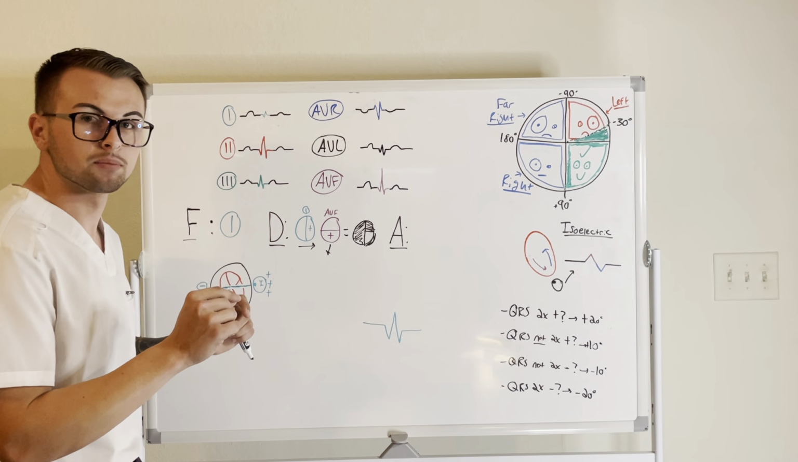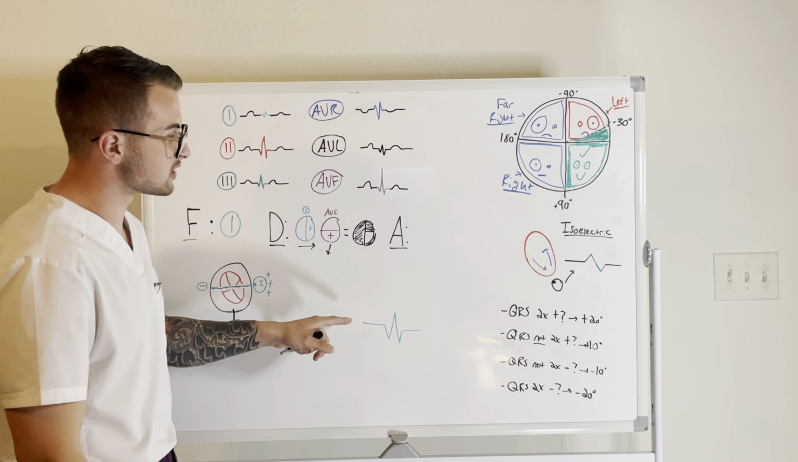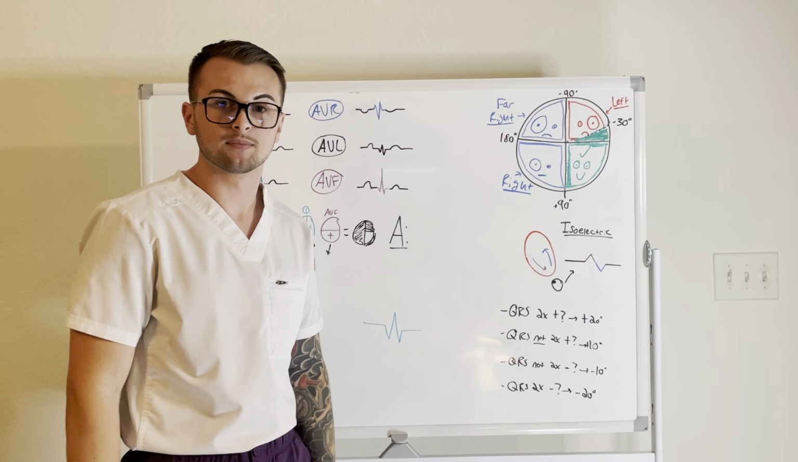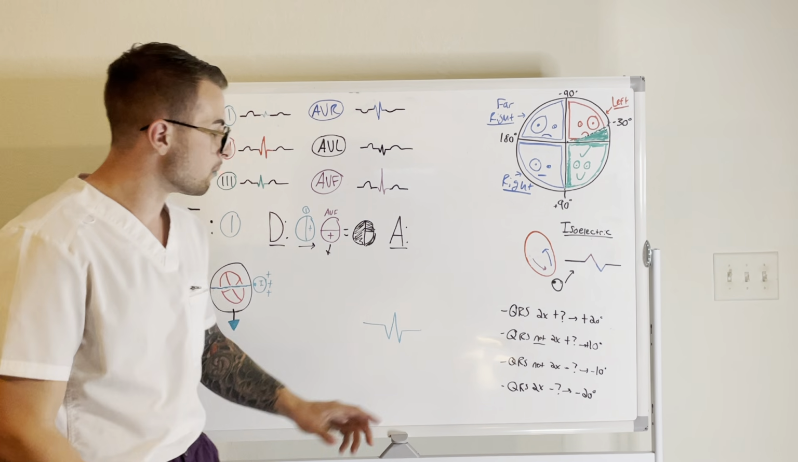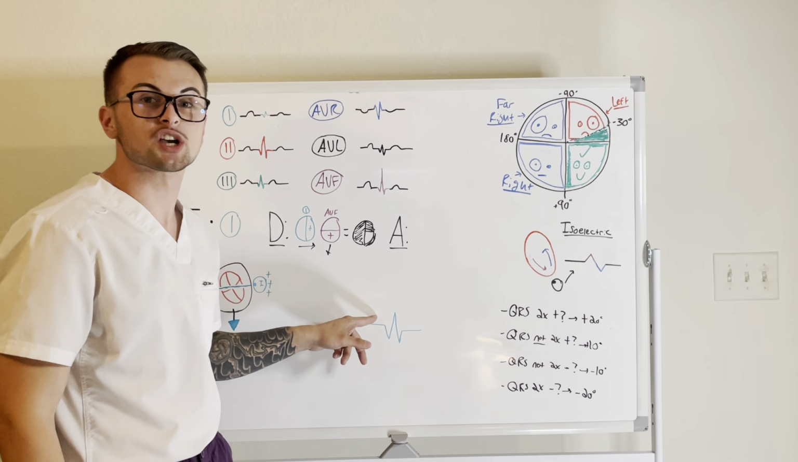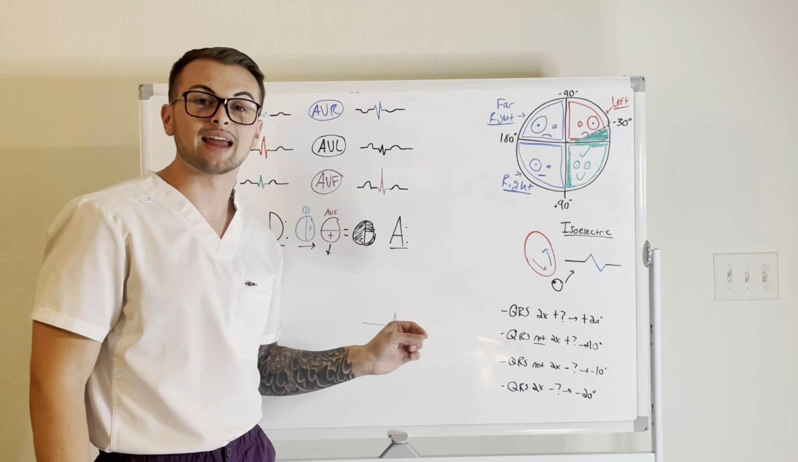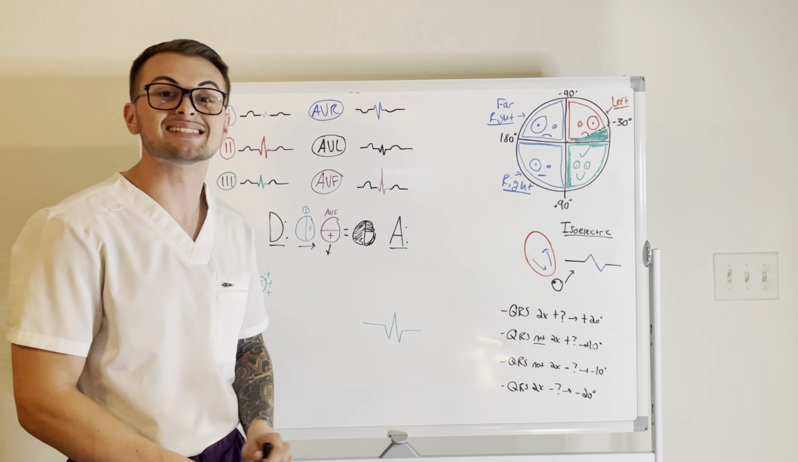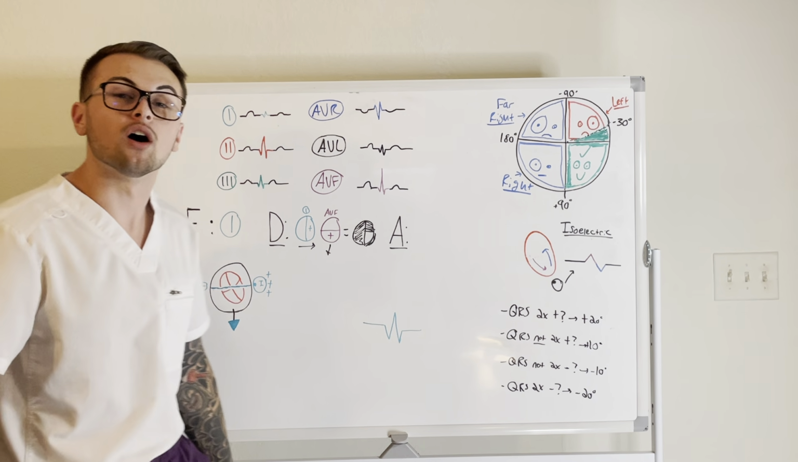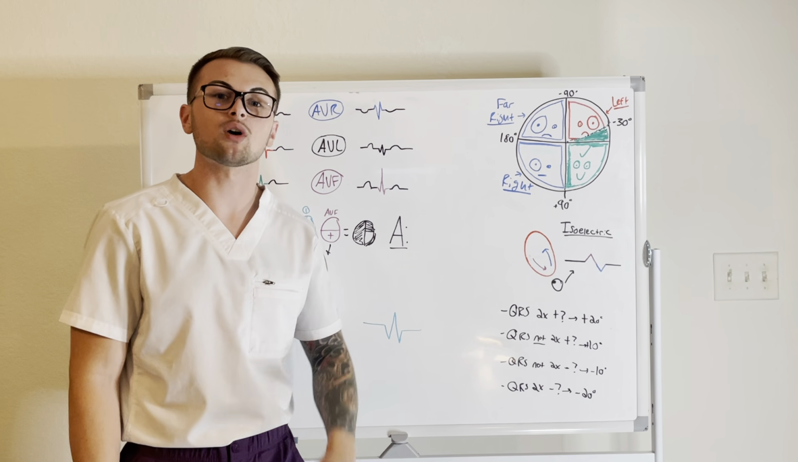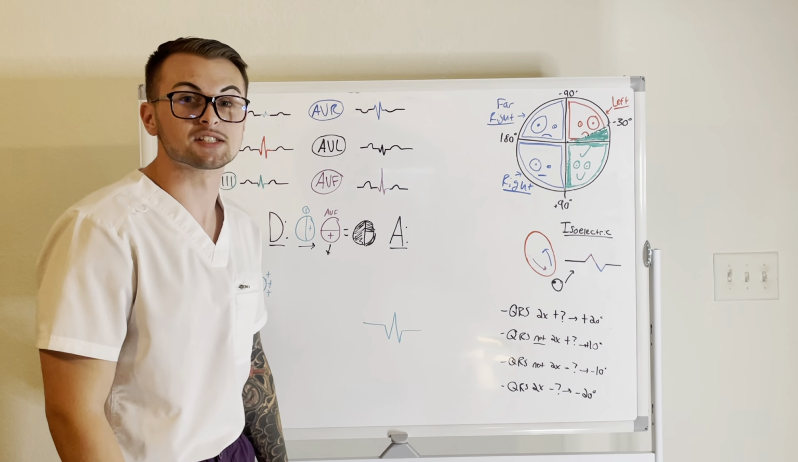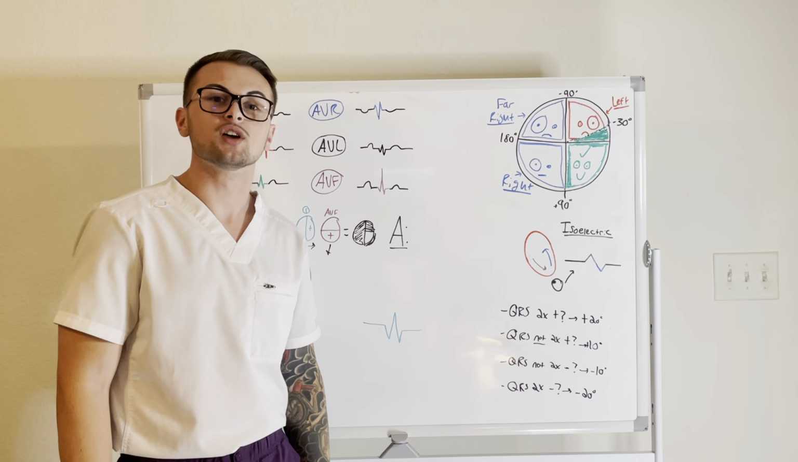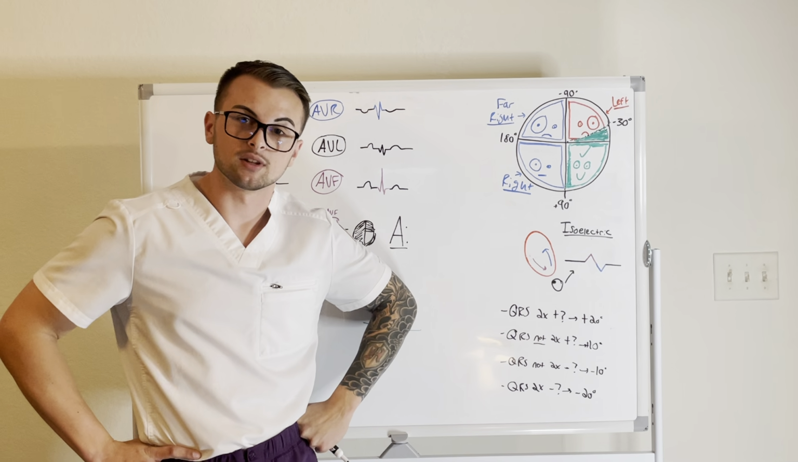If the QRS complex is twice as positive as it is negative, we add 20 degrees towards the positive end. Now, if the QRS is positive, but it's not twice as positive, then adjust by adding only 10 degrees. Now, if the QRS is negative, but not twice as negative, then adjust by adding 10 degrees toward the negative end of the isoelectric lead. And lastly, if the QRS is twice as negative as it is positive, it's twice as deep as it is tall, then adjust by adding 20 degrees toward the negative end of the isoelectric lead.